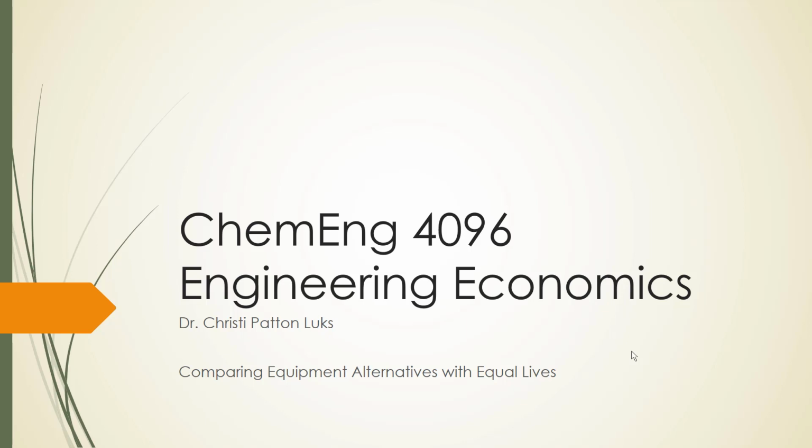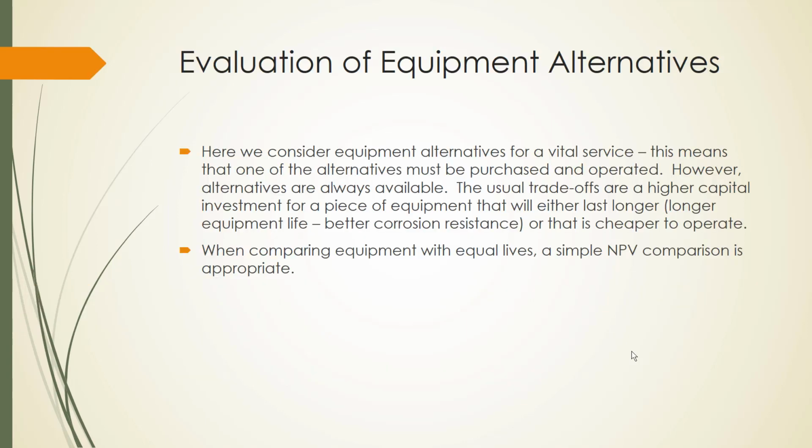In this lesson for engineering economics, we're going to be looking at how we can compare equipment alternatives when they have equal lives. So we want to look at equipment alternatives for a vital service. This means you have to purchase something and you're going to have to operate it over a period of time. But you've always got different alternatives. Usually these are like, you can spend more money on a better piece of equipment that might last longer or that might be cheaper to operate.